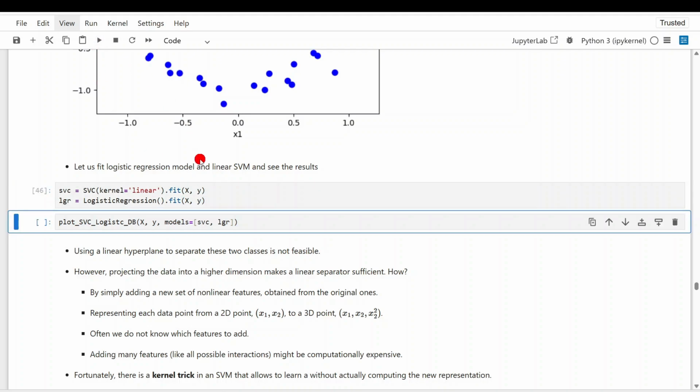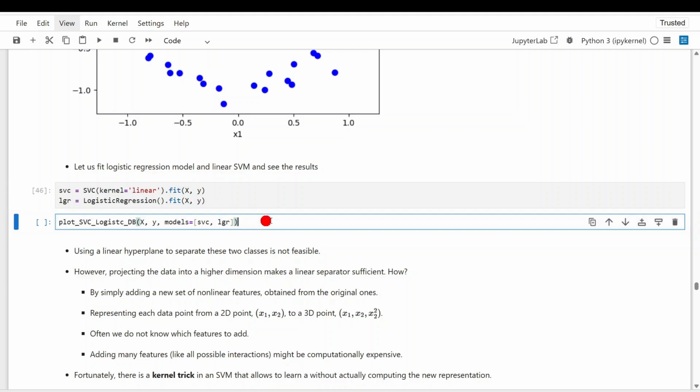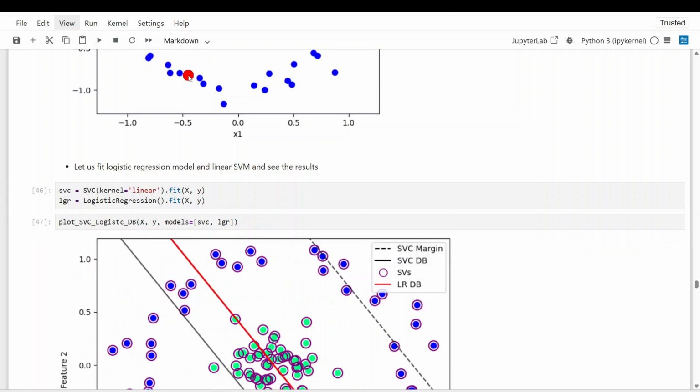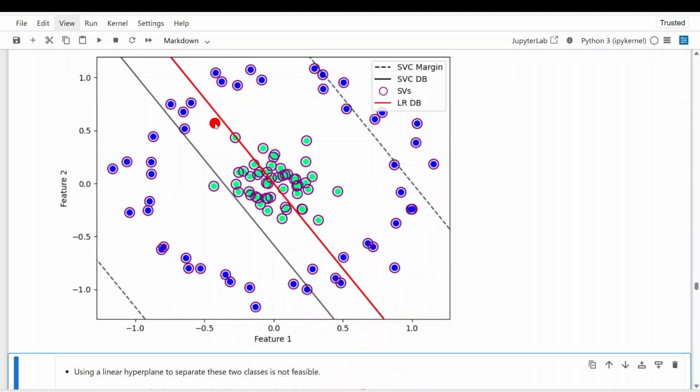So let me run. Now both of the models are trained. Now let's plot these trained models and see the decision boundaries. If I run this, it could be something like this. Now the red line is the logistic regression model decision boundary. Here the solid black line is the decision boundary of the linear support vector classifier. Clearly these two lines couldn't separate these green and blue points.